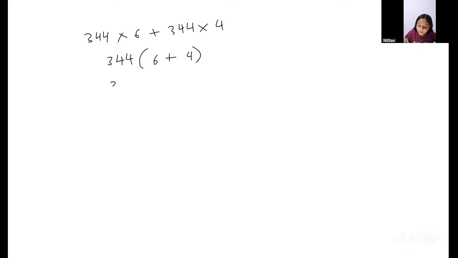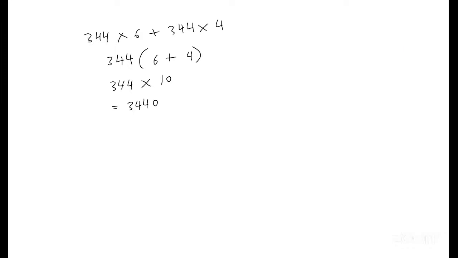So 344. Now outside the bracket means multiplication, so 344 into 10 will be the answer. 344 into 10, the answer will be 3440. Okay, so this is how we do it. Then after that, same way you have to solve the rest of them also.